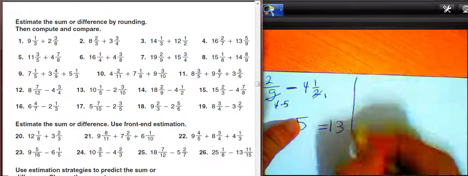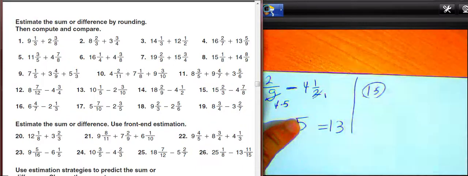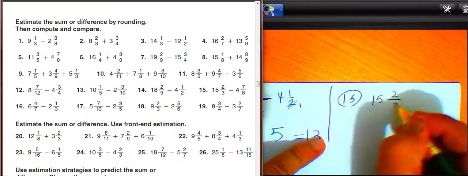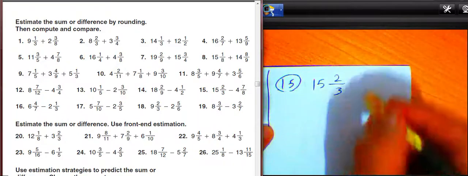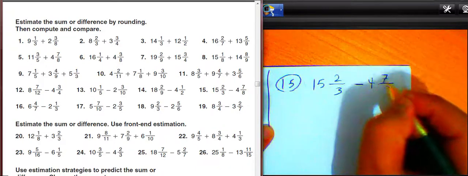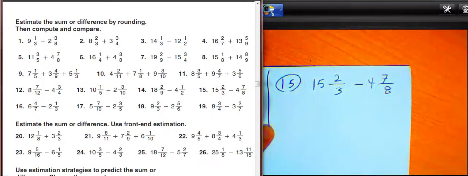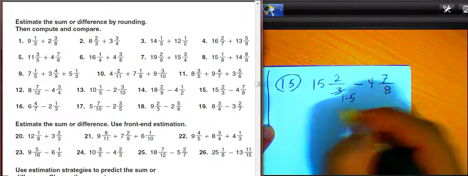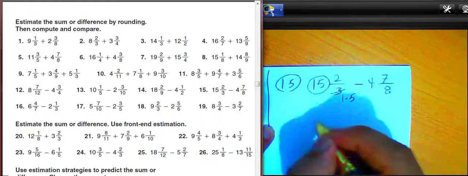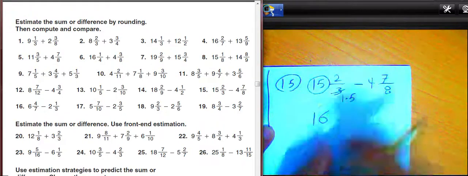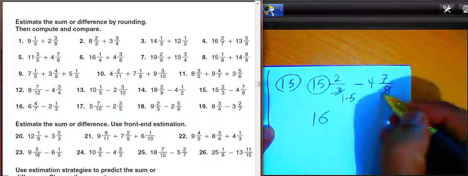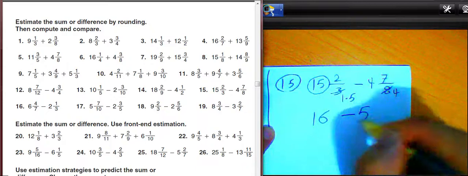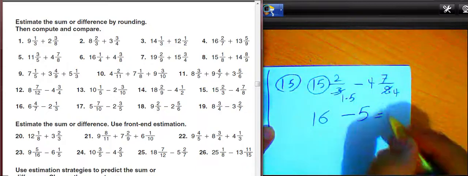Question 15. 15 and 2 over 3 subtract 4 and 7 over 8. We know half of 3 equals 1.5. 2 is more than 1.5, so this number will be 16. This number is nearest to 16. And half of 8 equals 4. 7 is more than 4, so this mixed number is nearest to 5. Then 16 subtract 5 equals 11.